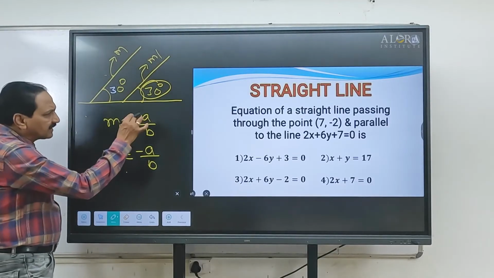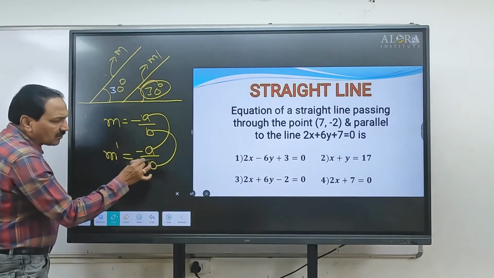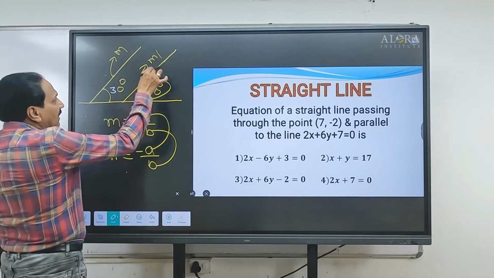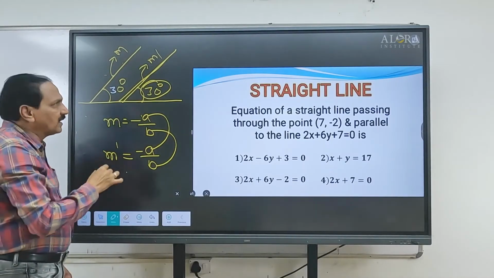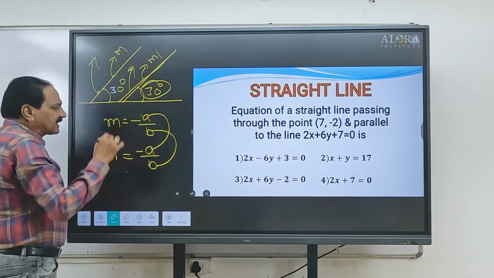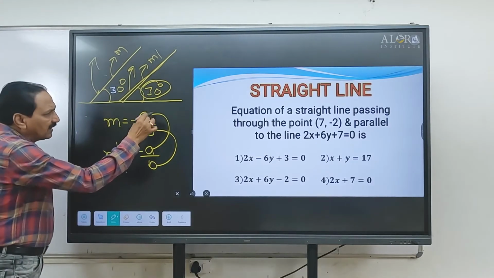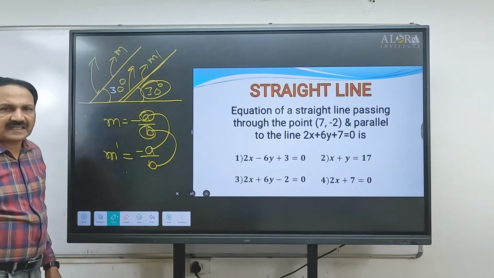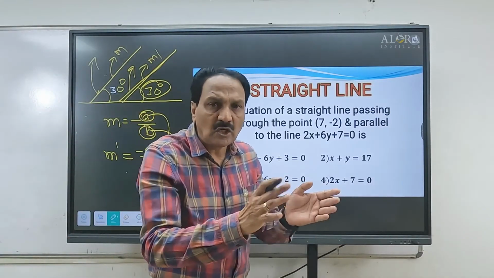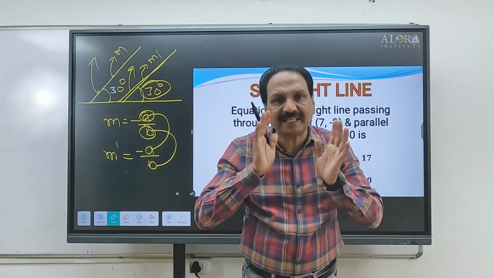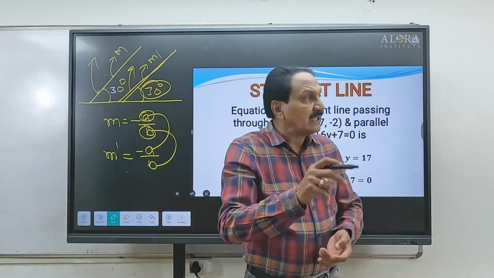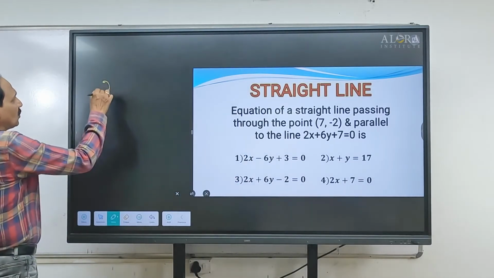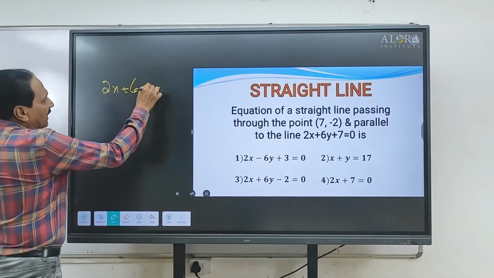m equal to m dash means numerator equal to numerator, denominator equal to denominator. That means in the equation of the first line and the equation of the second line, slopes are the same, so the coefficient of the first term and the coefficient of the second term must be the same. If two lines are parallel, the first two terms must be the same. For example, look at this: the equation of the second line is 2x plus 6y plus 7 equal to 0.